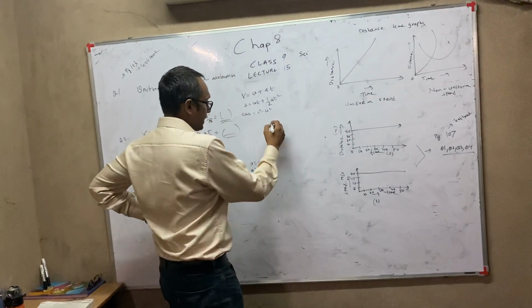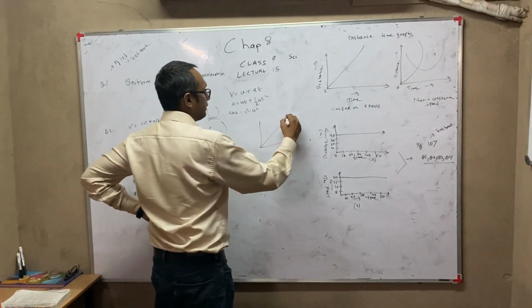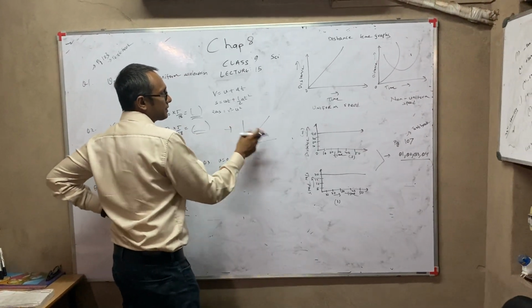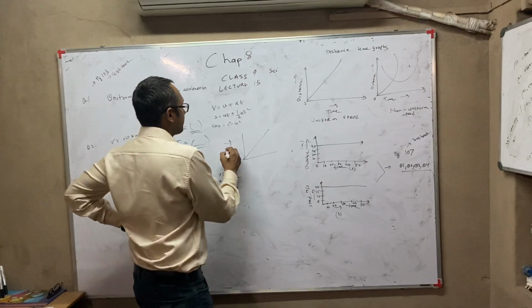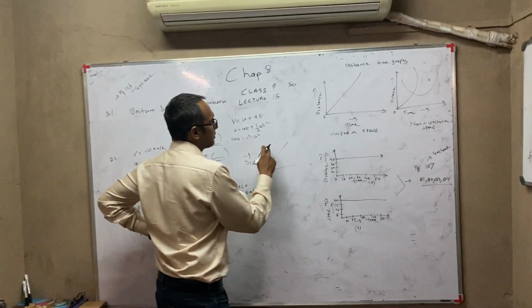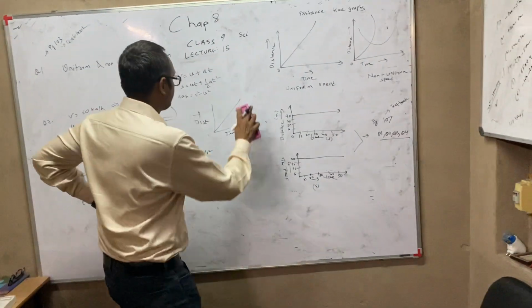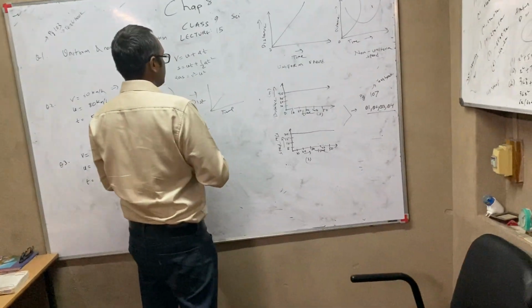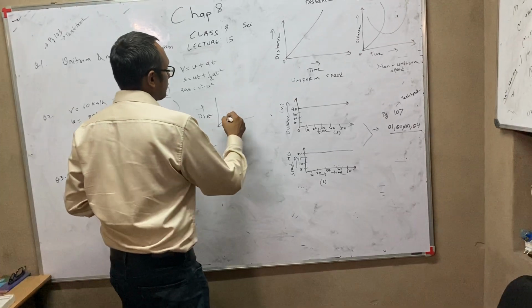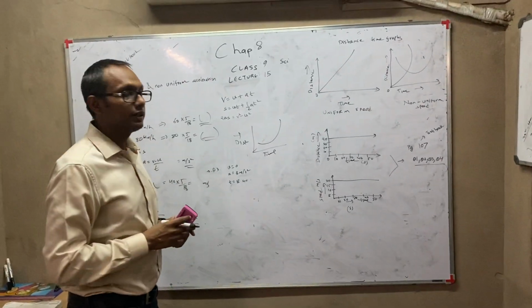Many times in the exam, a question will come, they will give this figure and they will ask you which type of motion is this. So you have to write it is uniform. And similarly, if they give us a curve, then you have to write it is non-uniform motion.